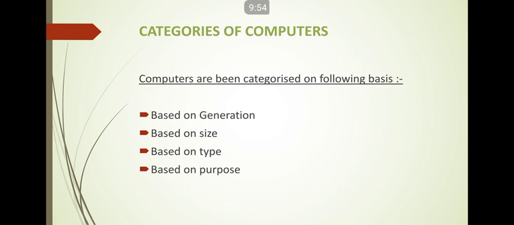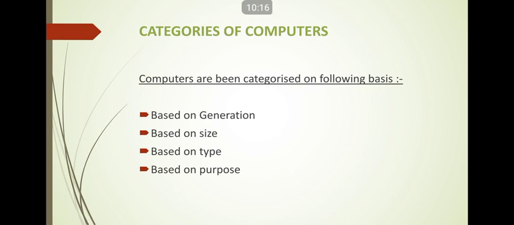So computers are being categorized on the following basis. Some criteria have been kept to categorize them. The first one is based on generation. Second is based on size. Third is based on type. And the fourth one is based on purpose.